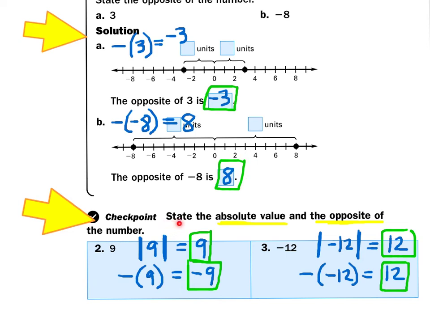So here, they want us to do two things. They want us to state the absolute value and the opposite of the number. So I want to see two answers with the correct notation. So the absolute value of 9 is 9. This is how I want you to do your homework, okay? And for the opposite of, it's the opposite of 9 is -9. So I want you to write the work out using the symbols.